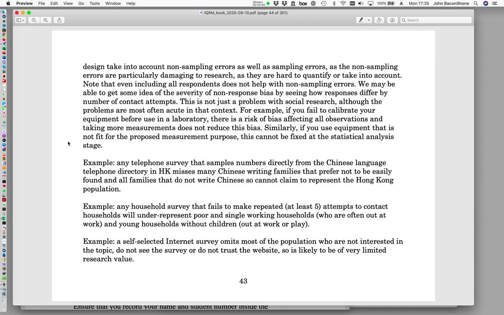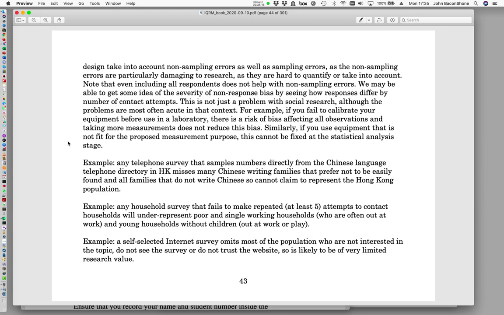Because for some topics, it may make very little difference. But for some topics, we may find very big differences depending on how easy it was or how hard it was to contact people. So this is not just a problem with social research. We need to be aware of non-sampling error for other forms of information.